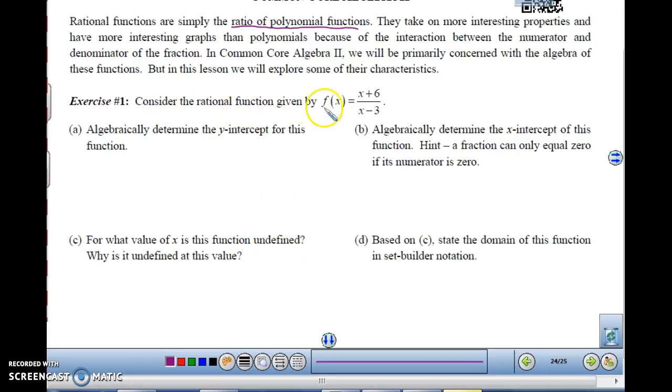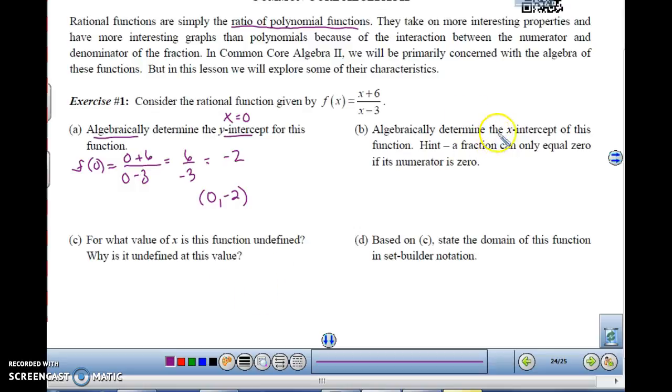So let's consider the rational function given by f of x is equal to x plus 6 over x minus 3. Okay, algebraically, determine the y-intercept of this function. If I want to do this algebraically, I have to plug in values. All right, so if I'm doing the y-intercept, what do I know about the coordinates? Well, for the y-intercept, we know that x is going to equal 0. So if I algebraically can figure out what f of 0 is, that'll give me the y-intercept. So this is going to be 0 plus 6 over 0 minus 3, which is 6 over negative 3, which is negative 2. So my y-intercept will be at 0, negative 2.